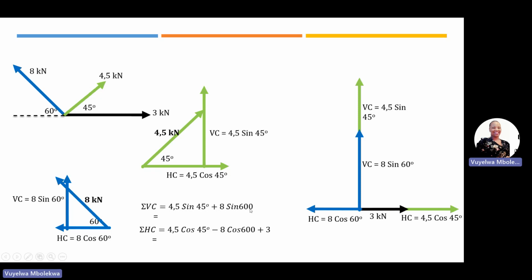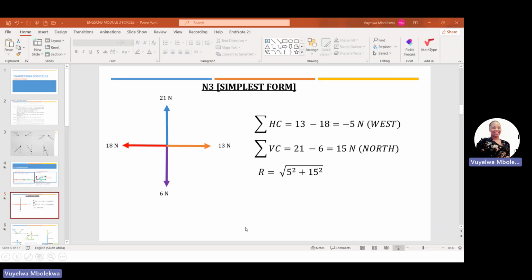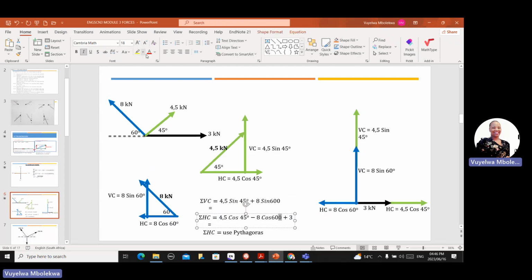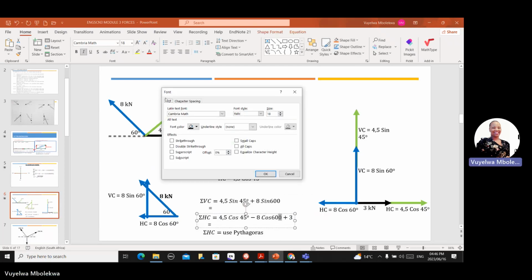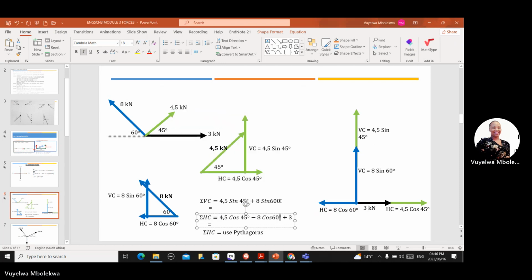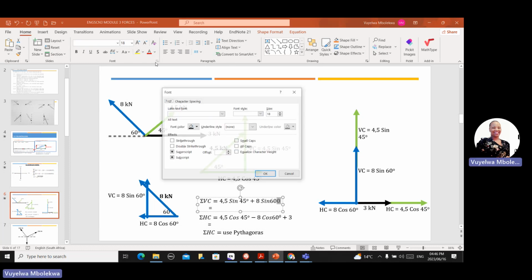That is 60 degrees, not 600. I think the editing changed itself over time. So this is sine 60 degrees, cos 60 degrees. Let me see if I can quickly change it, to avoid confusion. I don't know why it jumped up now.